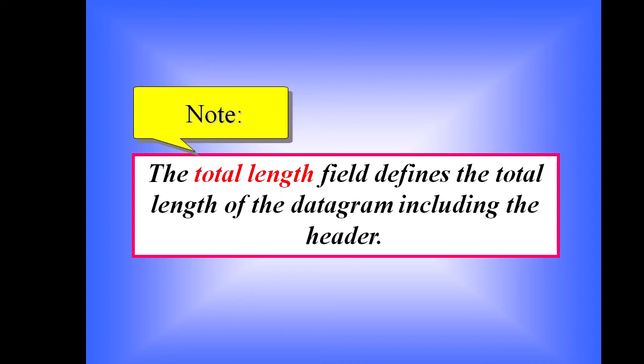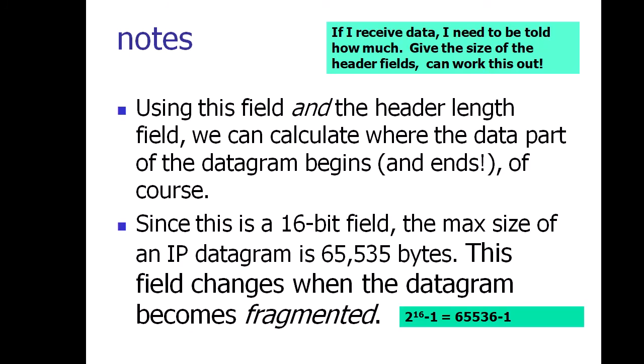Note that the total length field defines the total length of the datagram, including the header. And as I said in the first video script, all you need is to know when a packet's about to arrive and its total length. You don't need anything corresponding to a stop bit or a particular end of packet sign saying that this is all I've got to give you. So using this field and the header length field, we can calculate where the data part of the datagram begins, because you know that it's got to start after the header ends, or header plus options ends.